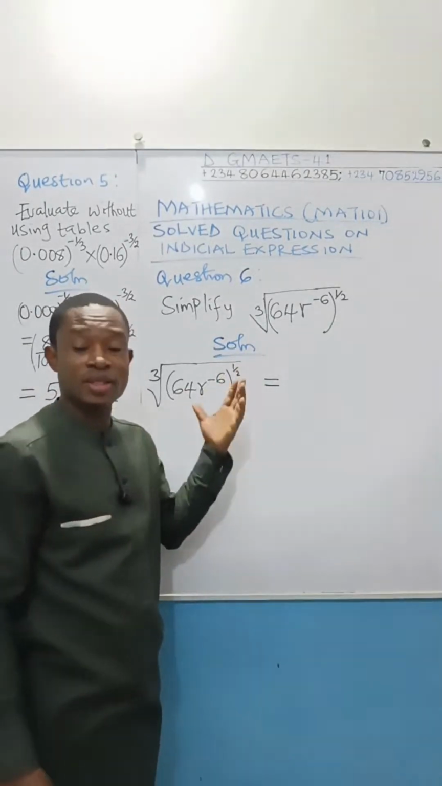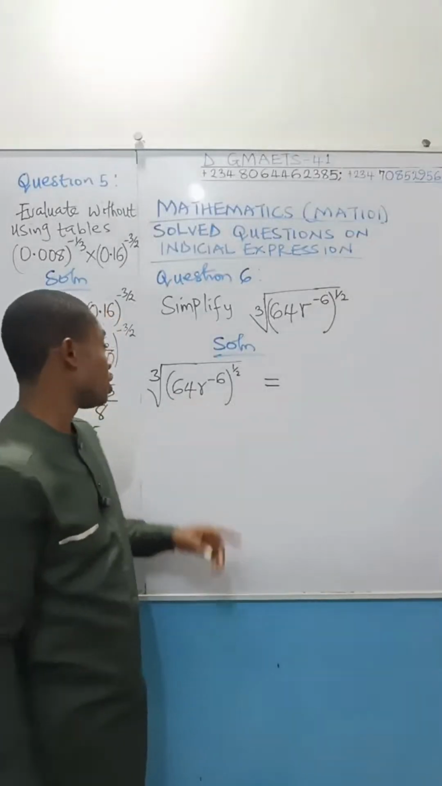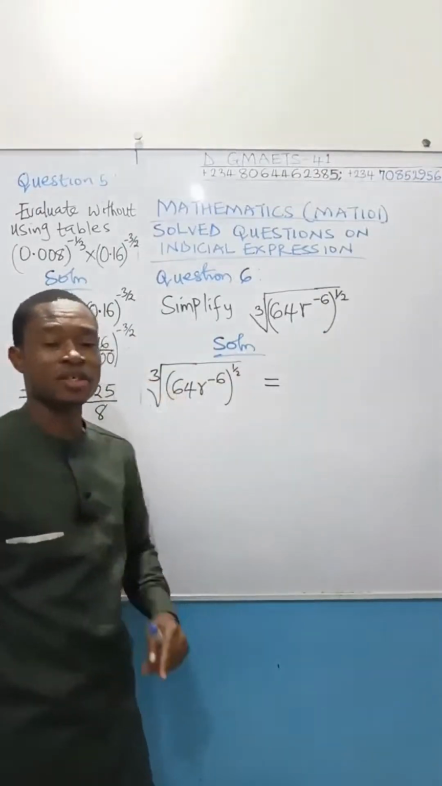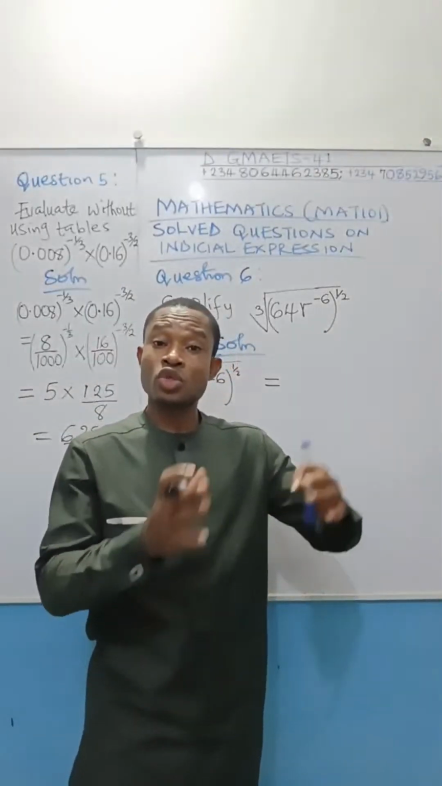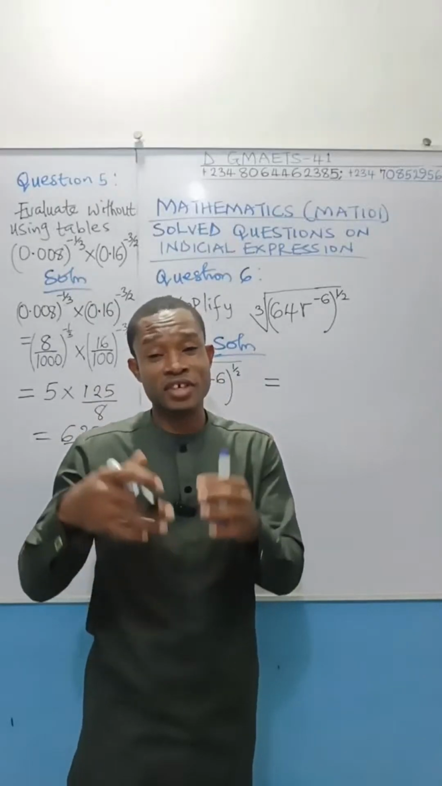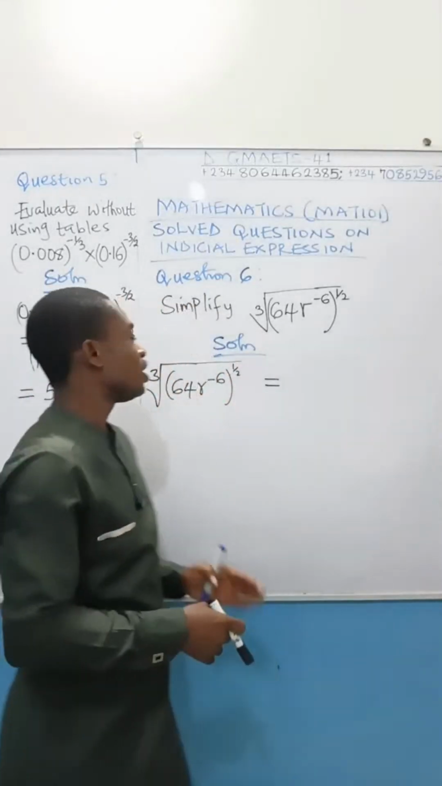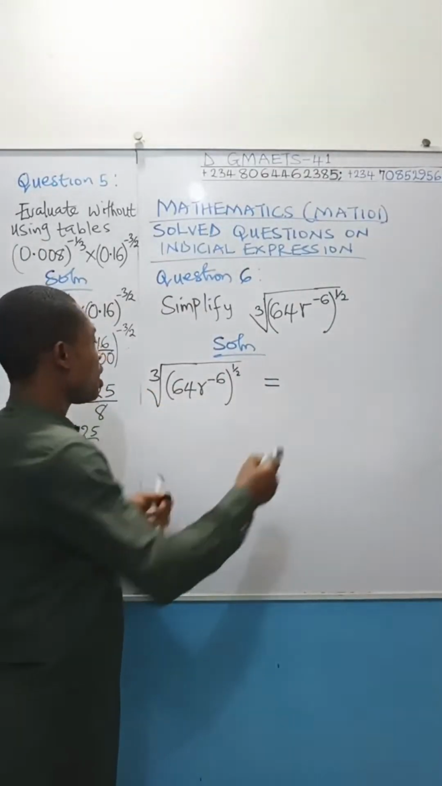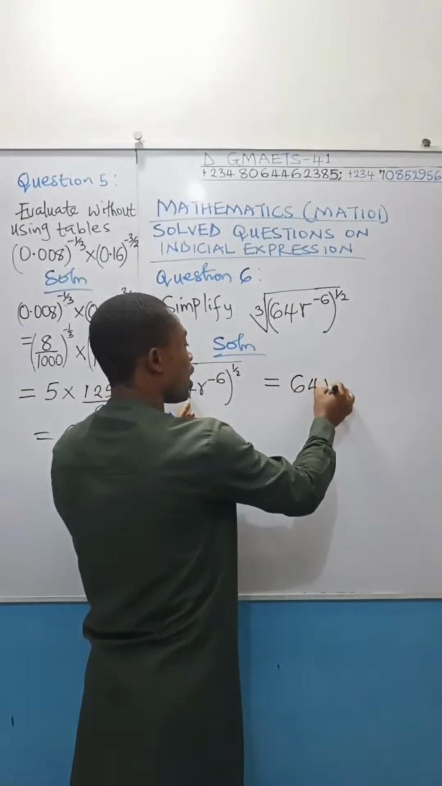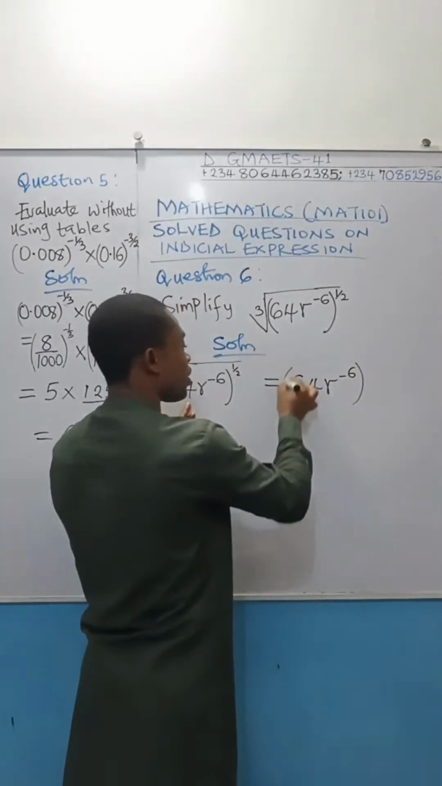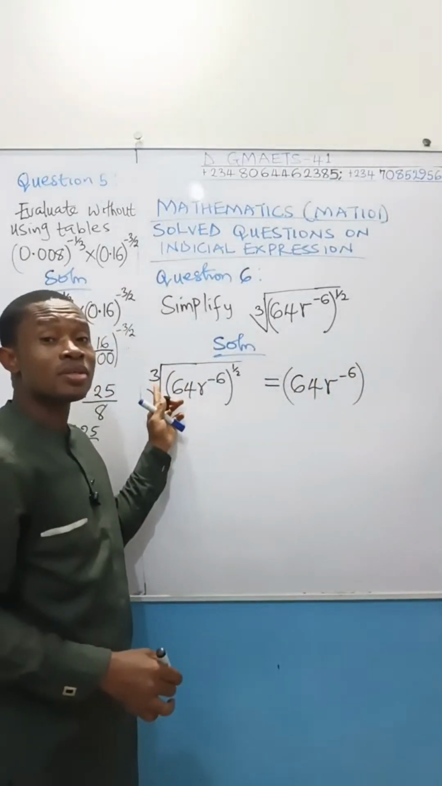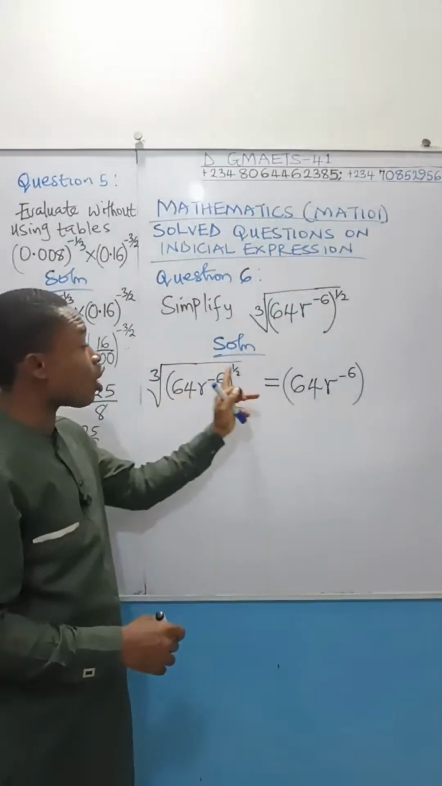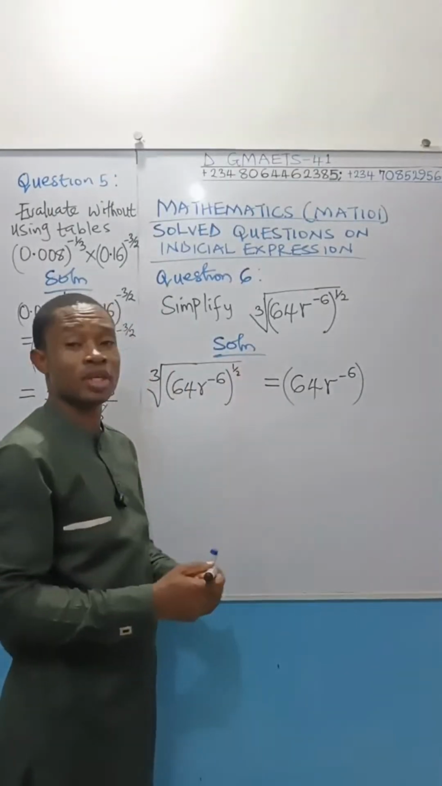If I'm the one handling this, say in examination hall, this is what I would do. This roots power you are seeing here, I will change it to fractional index. You know, in the laws of indices, root power law changes to fractional index, and fractional index can also change to root power. This question, your examiner gave it as root power. Like I said, for me, I will rewrite this thing as 64r to the power of minus 6, all in bracket. Cube root means over 3. That is to say, this cube root and this 3 will come to power here and go as denominator.